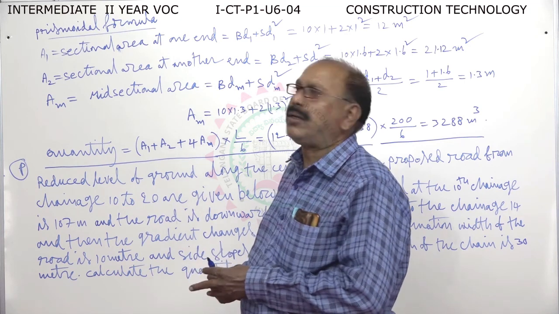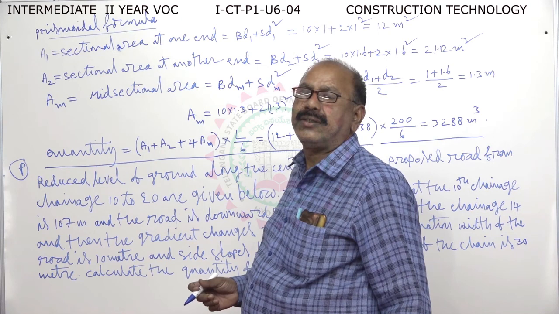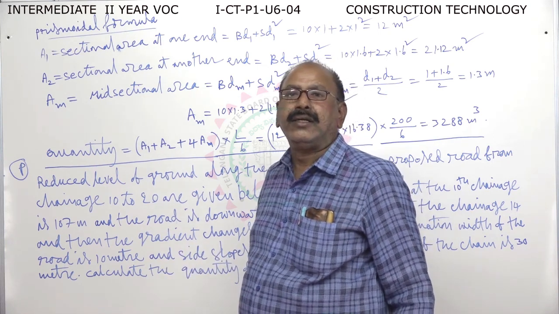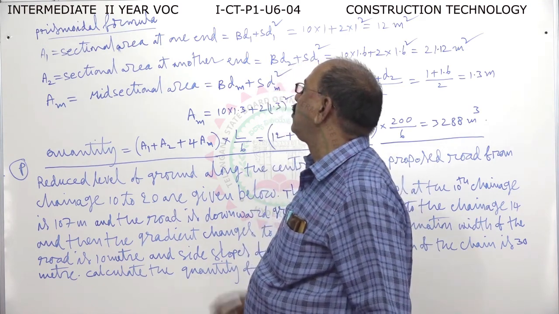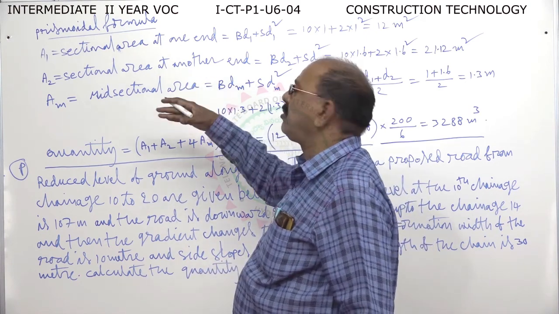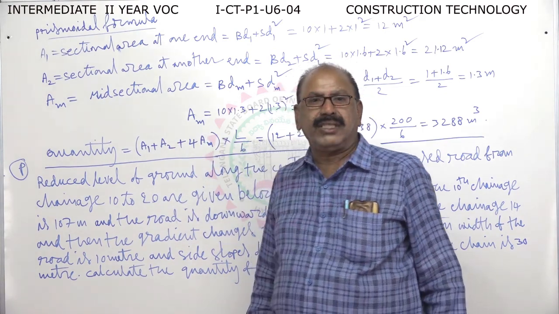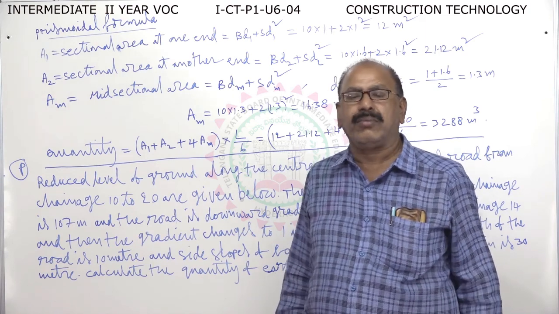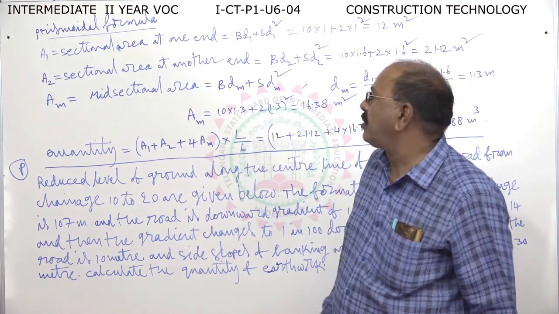Trismoidal formula problem. So far, we have discussed trismoidal formula methodology. How to solve a problem with that trismoidal formula? Now, we are solving a small problem on trismoidal formula. The problem is the earlier one only. Earlier, what did we do? Mean sectional area method and mid-ordinate method, we have done problems with both methods. Now, let us put a problem here with the trismoidal formula.